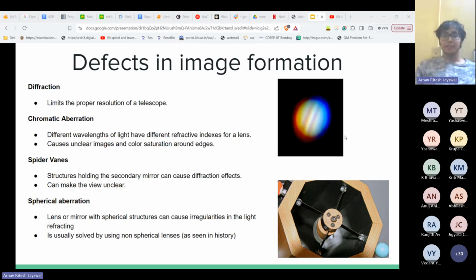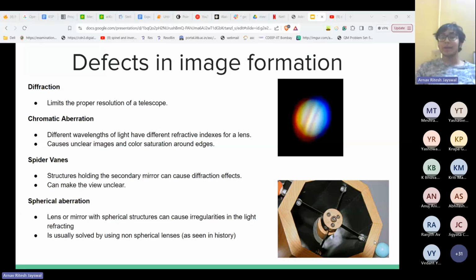And then there are also spider vanes. In one of the previous slides you saw that in reflecting telescopes, the secondary mirror needs to be held up. So once you hold the mirror up, you need something to hold it, obviously. As you can see on the bottom right, you need these spider vanes, which are really thin and made of metal, and they usually hold the secondary mirror. They can cause diffraction effects and can make the view unclear, as you can see here.